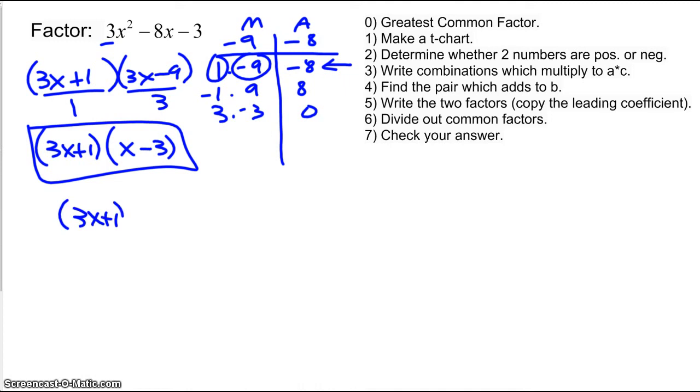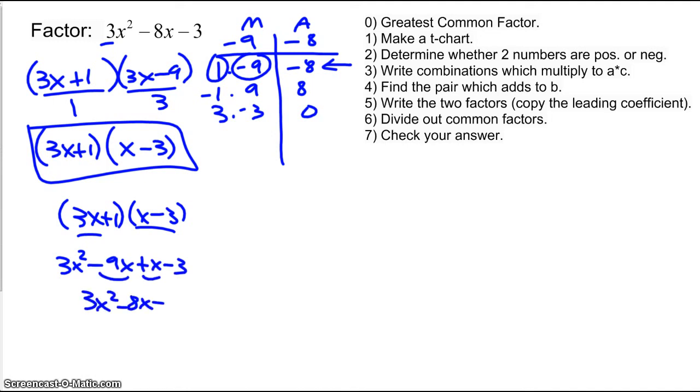Let's check it by distribution. Everything in here times 3x, 3x squared. Negative 3 times 3x would be negative 9x, and then everything in here times 1, so plus x minus 3. Combining like terms, 3x squared minus 8x minus 3, and that is the original expression, so we are factored correctly.